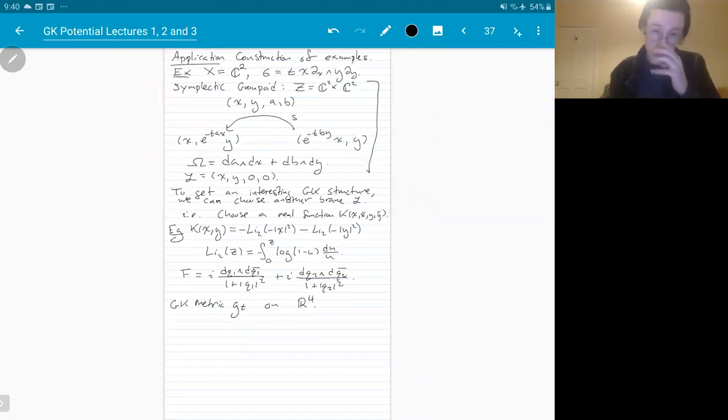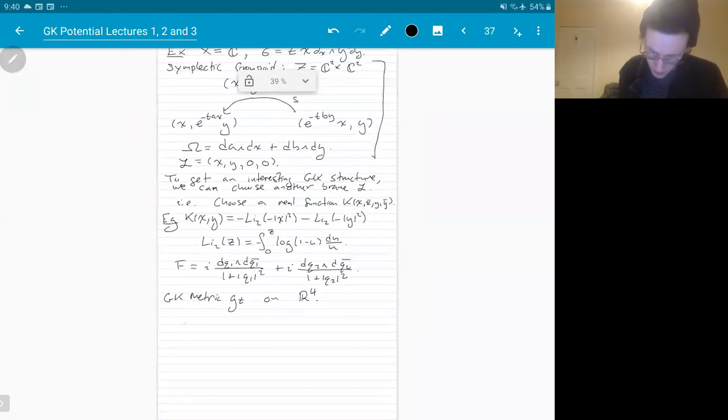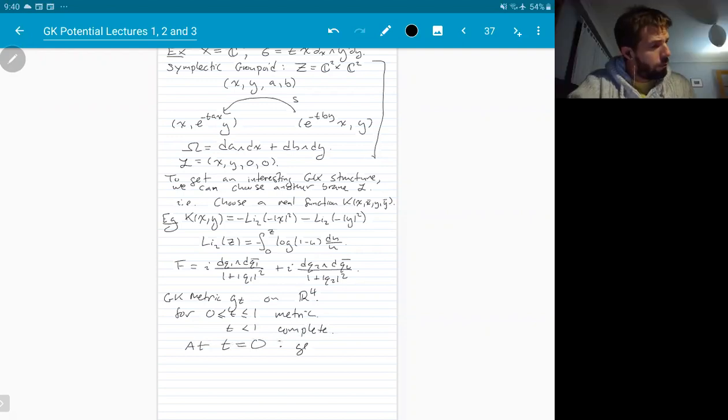Well, just because we've chosen all of the structure, it's not guaranteed that g will be positive definite. So that's something that you have to check. In this case, for t between 0 and 1, we get a metric. And for t strictly less than 1, it's complete. And at t equal to 0, we get a Kähler structure.